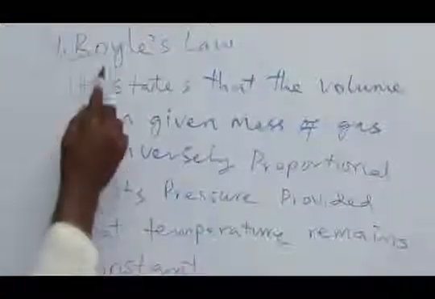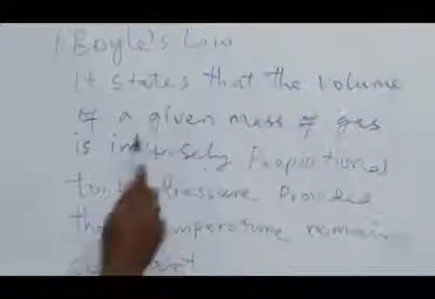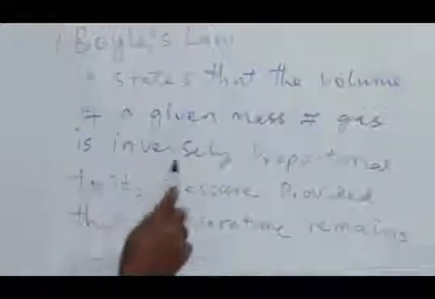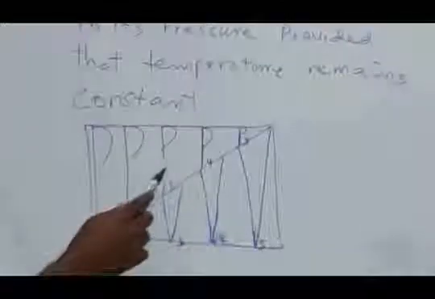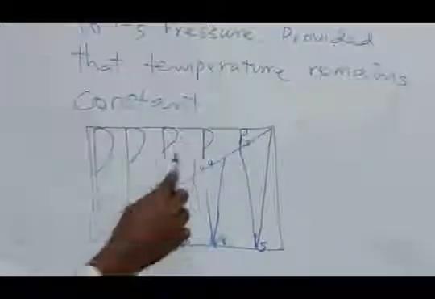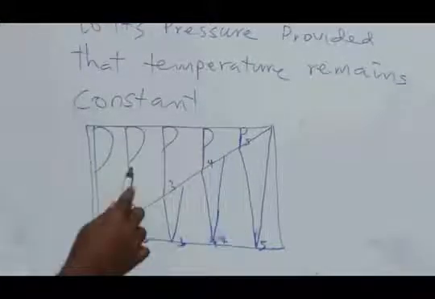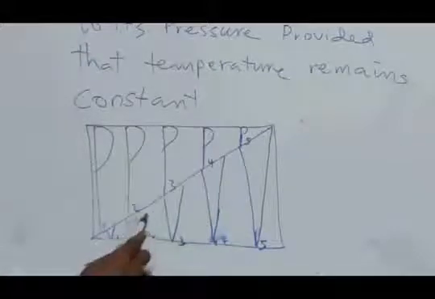Number 1. Boyle's law. It states that the volume of a given mass of gas is inversely proportional to its pressure, provided that temperature remains constant. We can see the graph here where P is decreasing as V is increasing. P stands for pressure, V stands for volume.